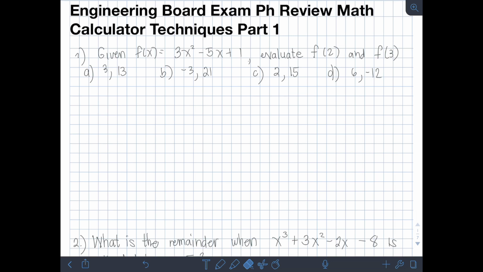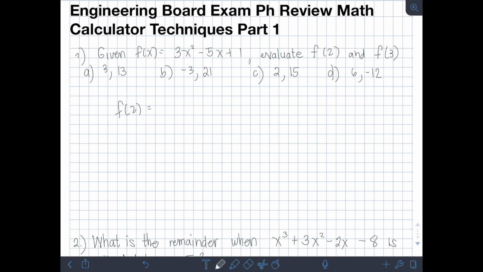Okay, so let's start with question number 1. Given f of x is equal to 3x squared minus 5x plus 1, evaluate f of 2 and f of 3. So, kung mamanu-manuhin natin to, masasolve natin tong f of 2 and f of 3 by simply substituting lang yung value nung numbers inside the parentheses doon sa x's nung function natin.